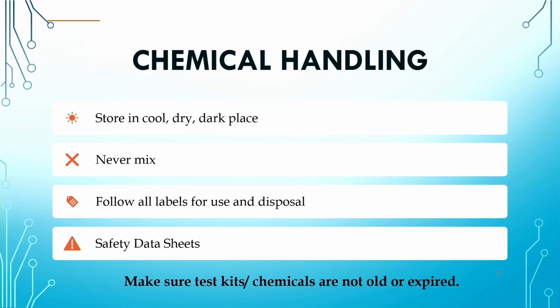Also, for safe chemical handling, chemicals need to be stored in a clean, dry place that is protected from sunlight and locked away from the reach of children. You should never be mixing chlorine with any other chemical. Always use caution and read directions printed on the labels. And be sure to keep safety data sheets of all of the chemicals that you're using.